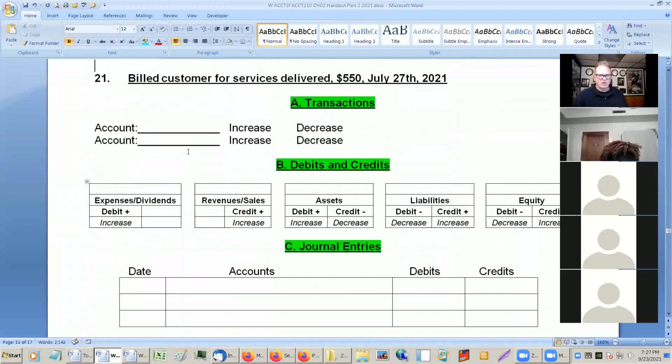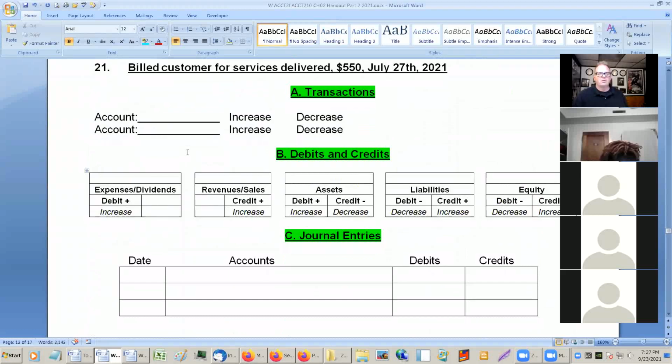Number 21 is a similar one. Billed customer for services delivered. Okay, so we did the services and we handed them a bill. Whatever it was, mowed lawns, painted something, whatever it was. We did our work, handed them the bill. How are we gonna account for that?